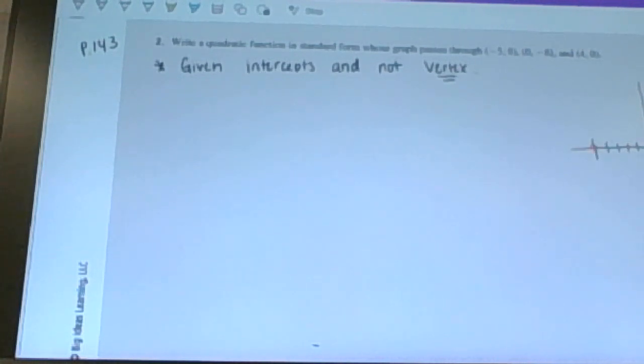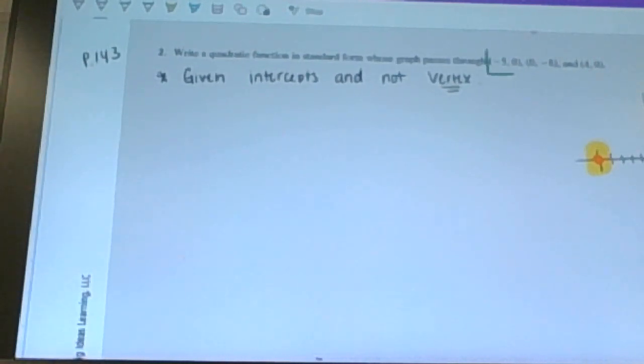All right, here's -5, 0, and here's 4, 0. And then here is 0, -8. So what are we looking at? I can definitely see that I have some intercepts. There are 2 points right on the x-axis. So this -5, 0 is an intercept, and 4, 0 is an intercept. I can visualize that on the graph, or I can notice that the y values are 0. So I know I have intercepts.